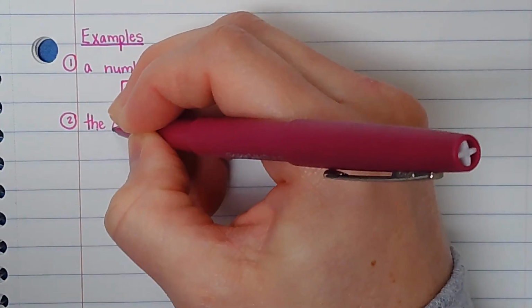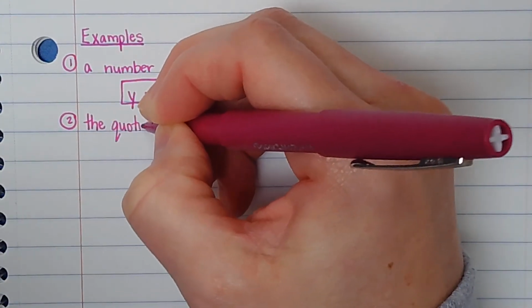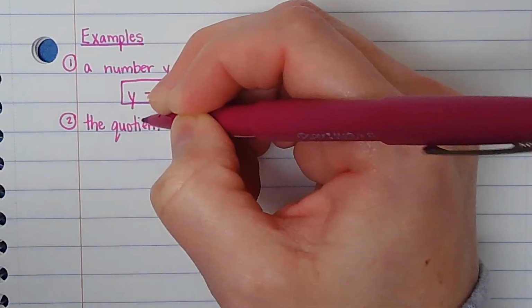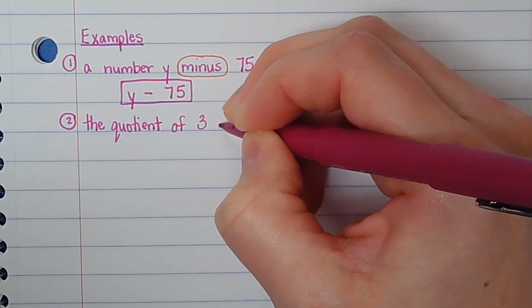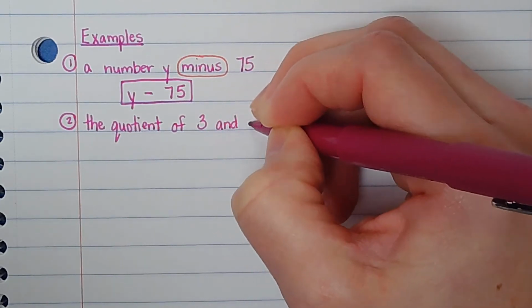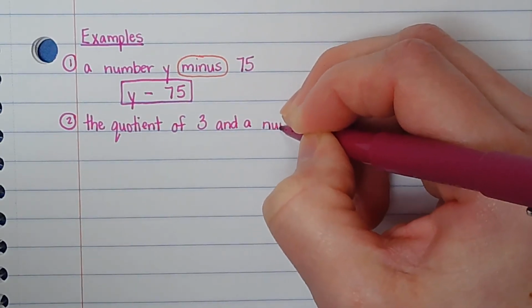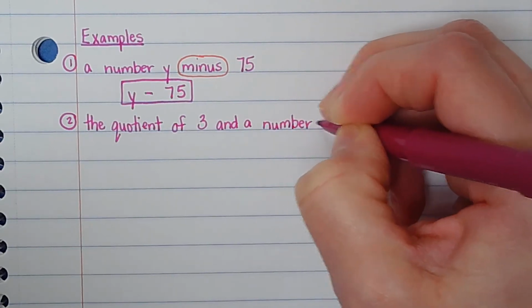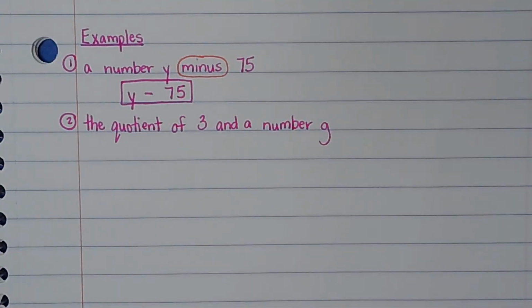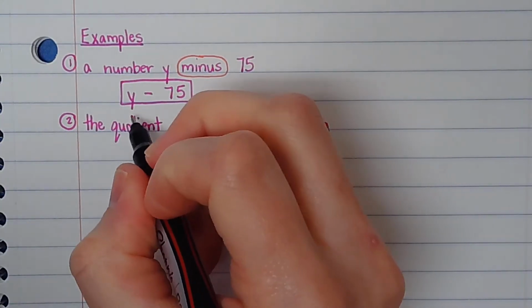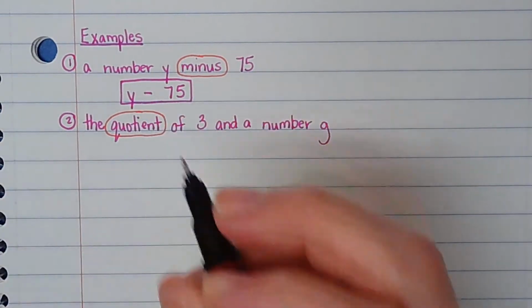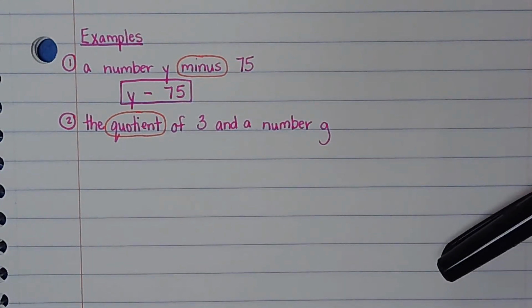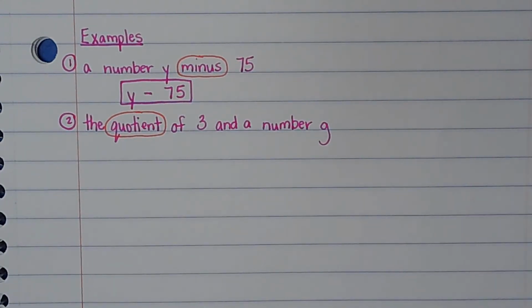The quotient of 3 and a number G. Okay? So first thing you need to do is figure out that keyword, and my keyword for this one is quotient. Quotient is under the division column, so that means I'm going to be dividing.